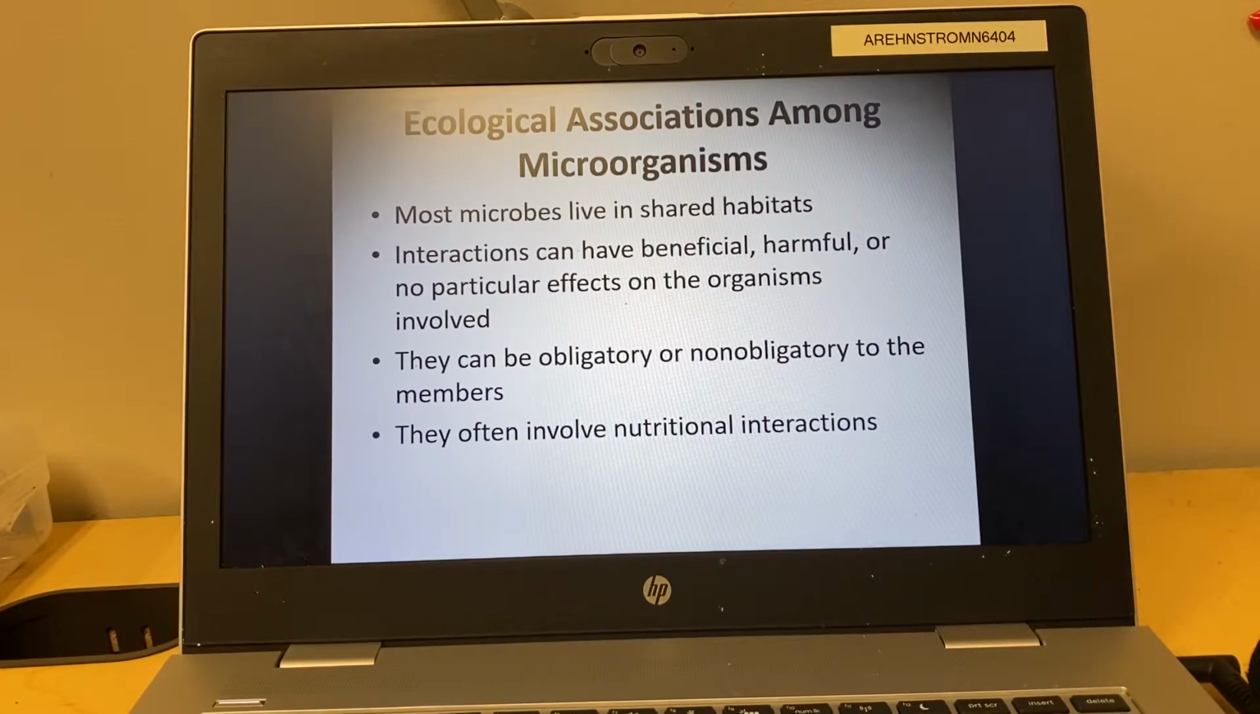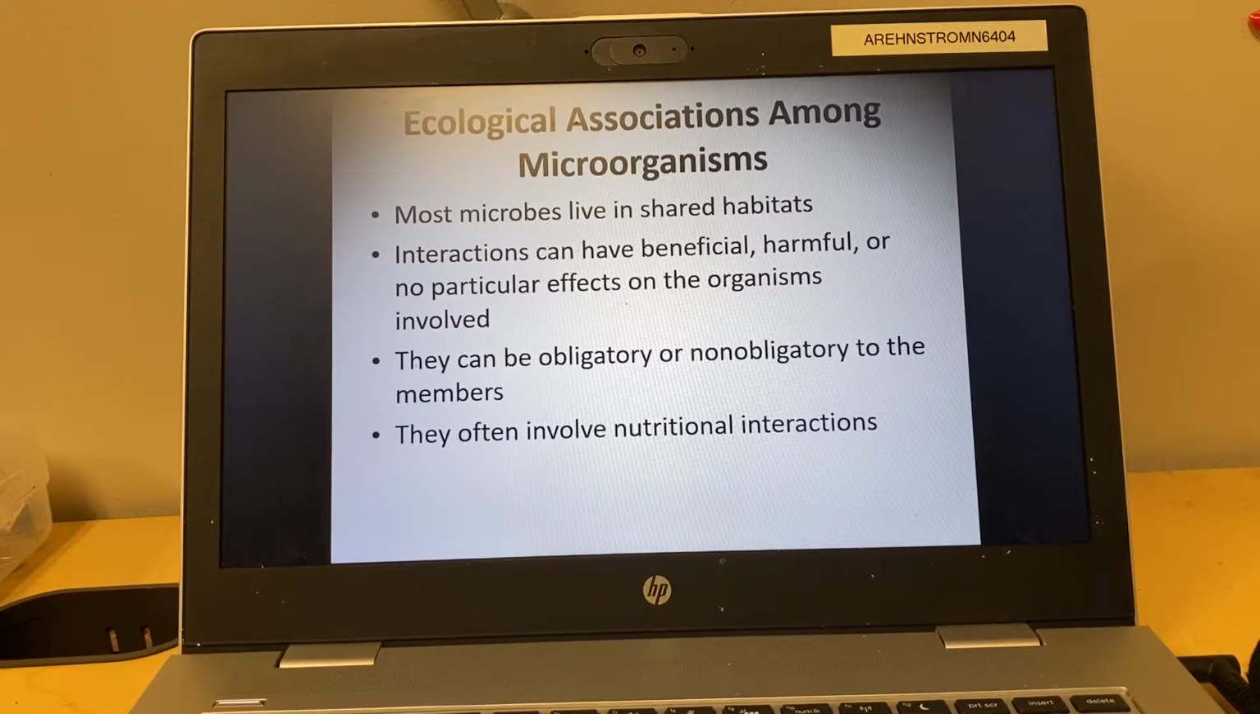Okay, so when we talk about ecology, it just kind of means how different organisms interact in a particular habitat. Most microbes live in shared environments, or habitats, right? You have several species of bacteria living all over your skin, in your gut, out in the environment. So normally when you have all those different species, some of them are good guys, some of them are bad guys, and then some of them are not doing you any harm.